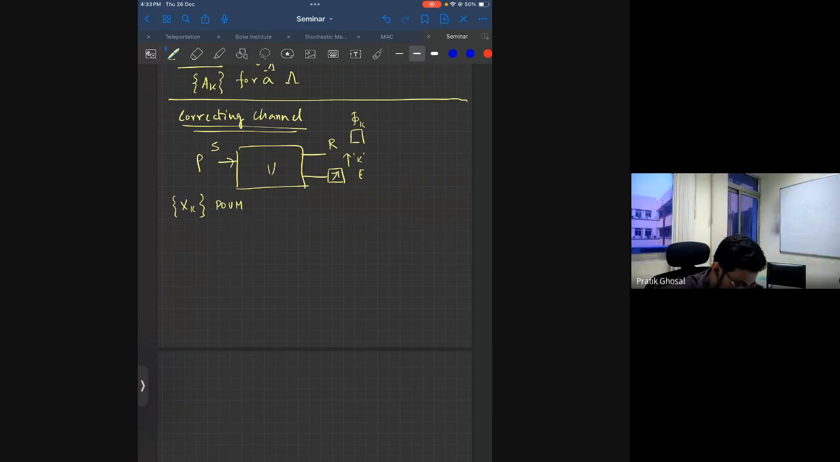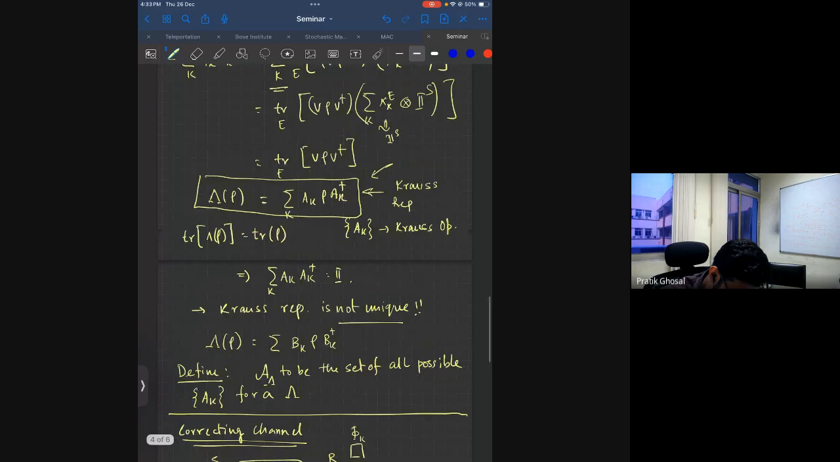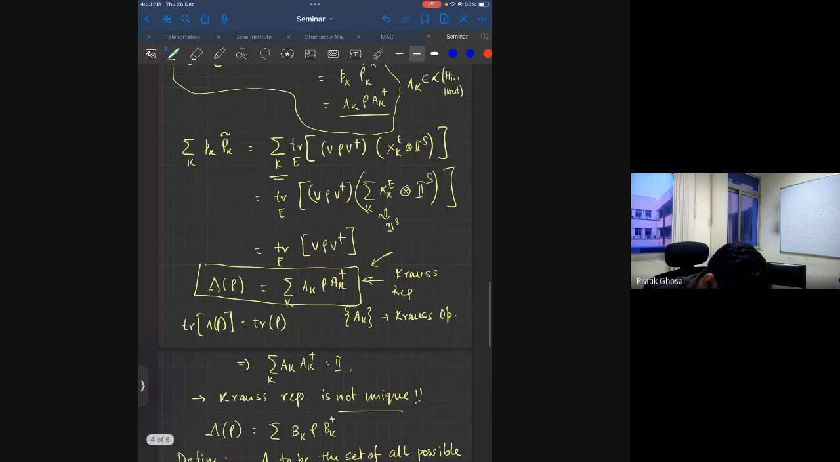Okay, so just as I was saying, the environment is doing some POVM {x_k} and communicating this classical outcome k to the receiver end, and the receiver, upon receiving the particular outcome of the measurement of the environment, is applying some correction channel phi_k. So what is actually being done is this, as we look here.